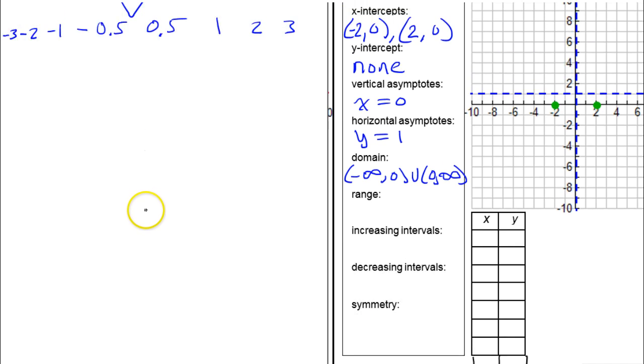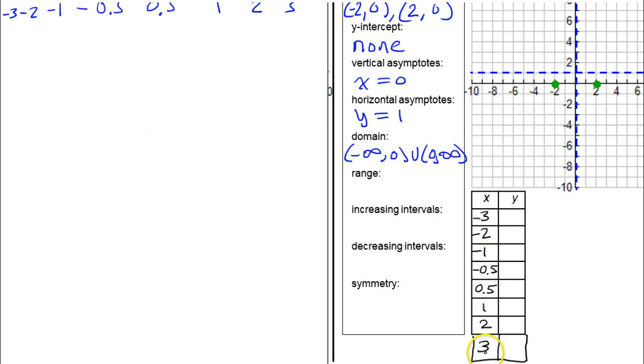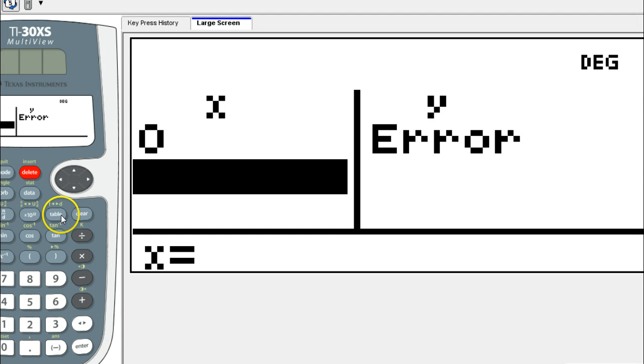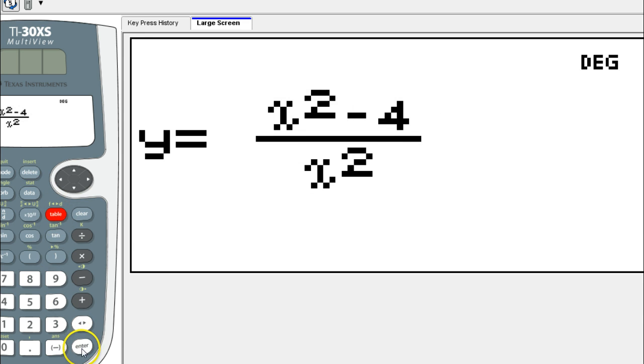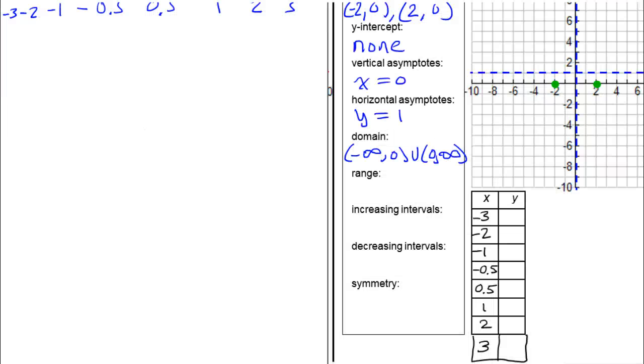Okay, so these are the 8 x values I'm going to use. I'm just going to write them here now. Alright, so I wrote all my x values down. Now I'm going to use my TI-30XS MultiView to help me find what these values are. So I have it typed in. I'm going to be in Ask X mode, and I'm just going to start typing in each of these x values, and I'm going to find the y value. We'll do the first 3 together, and I'll do the rest by myself.